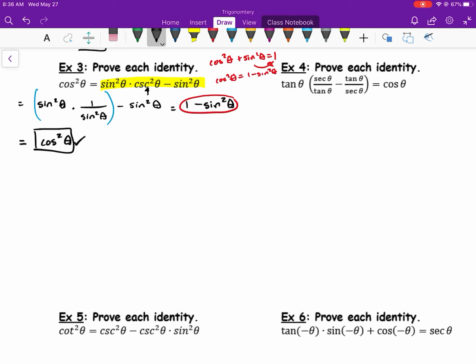Example 4. We have tangent of theta is equal to secant theta divided by tangent theta minus tangent theta divided by secant theta. It has to equal cosine. So yes, the left-hand side is the ugliest, so we will work with that.